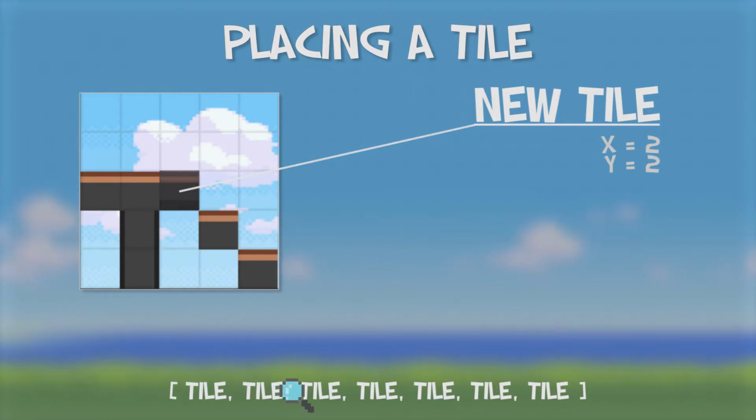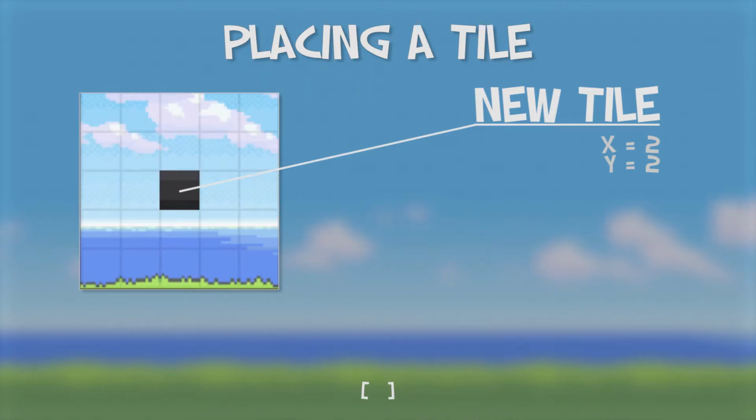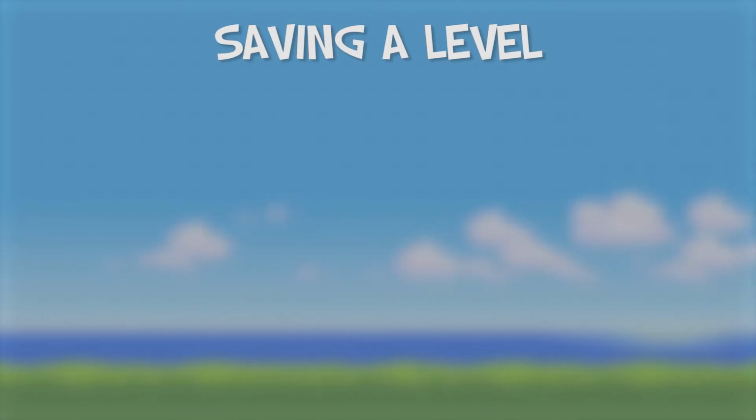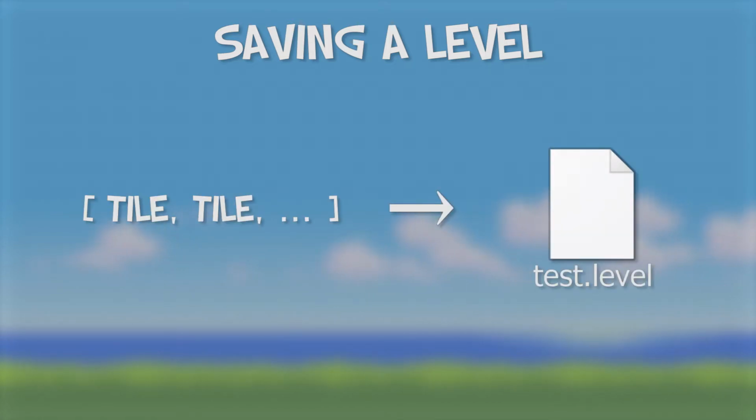So if we wanted to place a tile at X2, Y2, we would first search through our level array to see if a tile already exists at those coordinates, and if a tile is already there, then we just replace the tile with our new tile. Otherwise, we just add the new tile onto the end of the array. So when you save a level, you're essentially saving the array to a file.